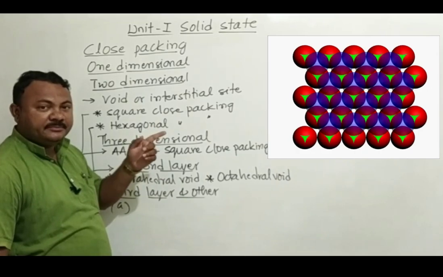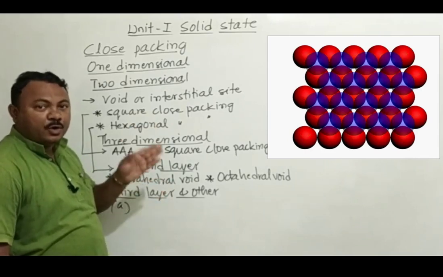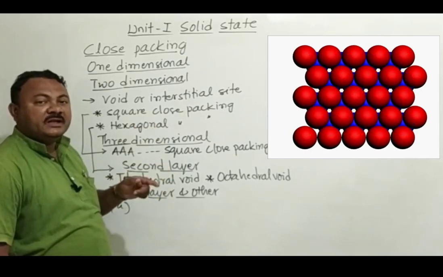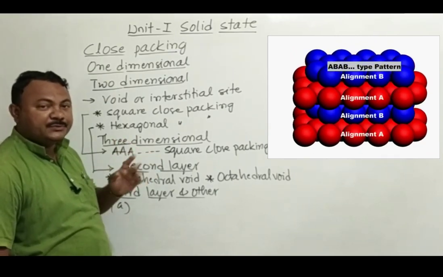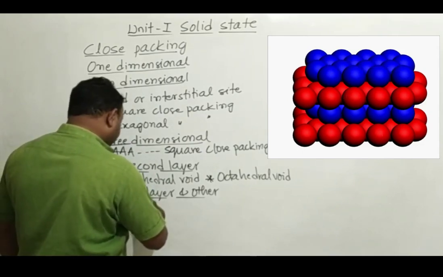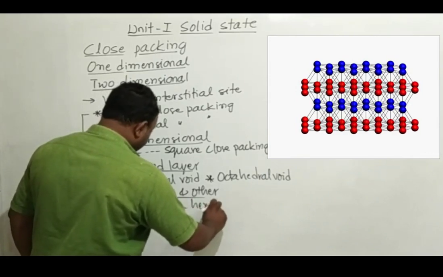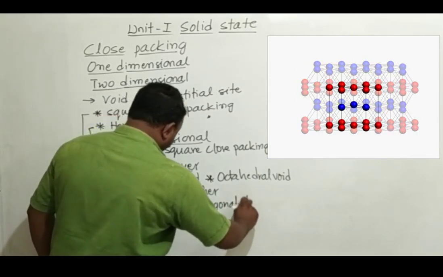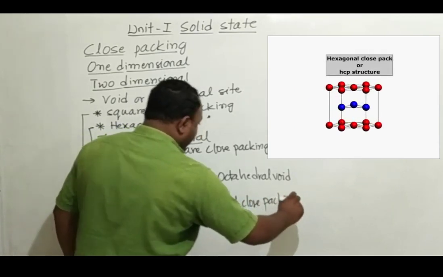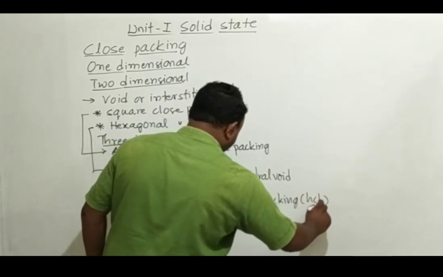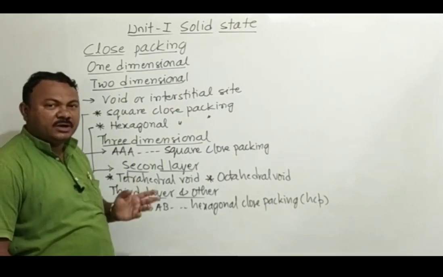And compare the alignment. Similarly, place the fourth layer above the tetrahedral voids of the third layer, continue in that way and go on comparing the alignment. First layer alignment is matching with the third. Second layer alignment is matching with the fourth. It continues. It means two layers are repeating. AB goes on repeating. This is called hexagonal close packing, and in short, we write it as HCP. So if AB goes on repeating, we call it hexagonal close packing.